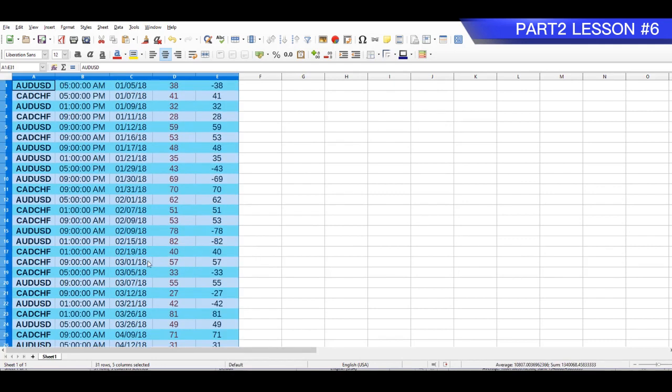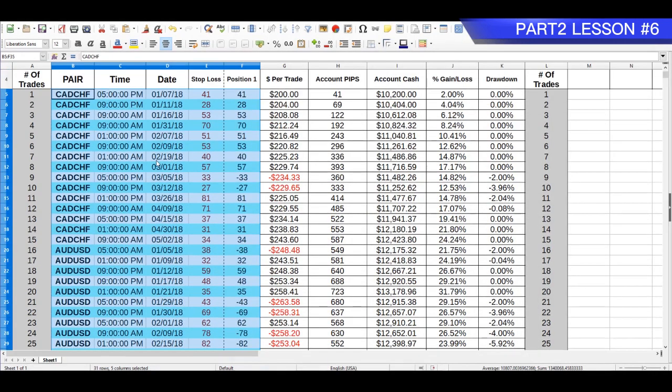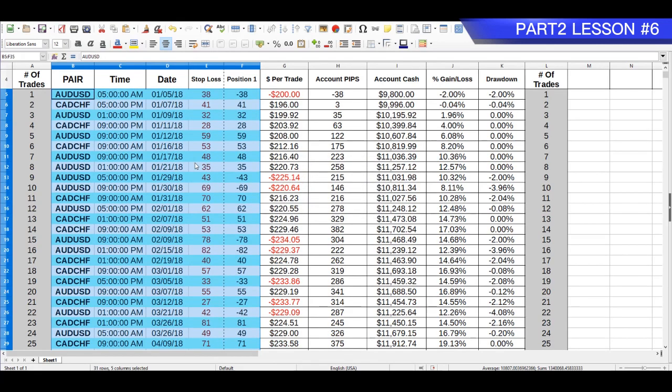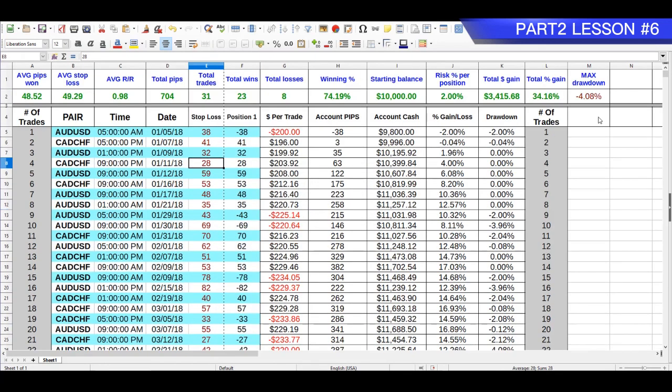Now we just have to copy it out of the new spreadsheet we just made. We can minimize that now. We'll take and paste this information in right here. So now we have it pasted in. Now we actually have our drawdown. We have the correct everything in our spreadsheet based on those two pairs.